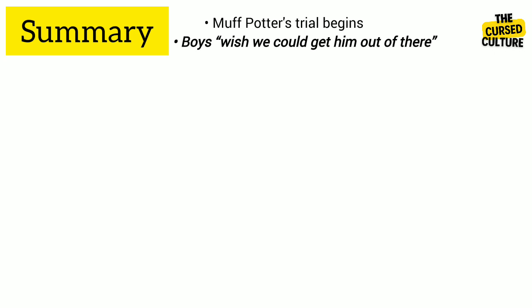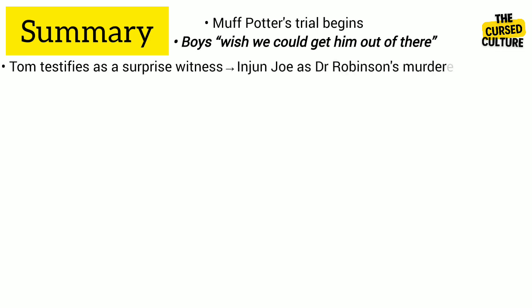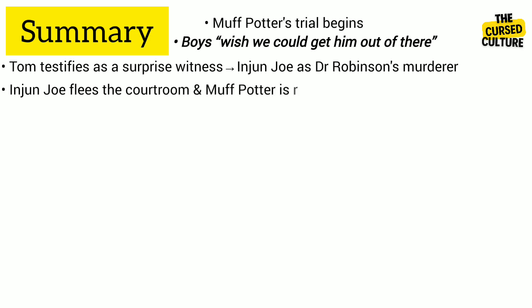the jail window. During the trial, Tom testifies as a surprise witness, revealing Injun Joe as Dr. Robinson's murderer. Injun Joe flees the courtroom through the second-story window before the trial concludes. Injun Joe goes missing, and Muff Potter is released with the town's apologies. Tom and Huck fear that Injun Joe might seek revenge for being a witness.